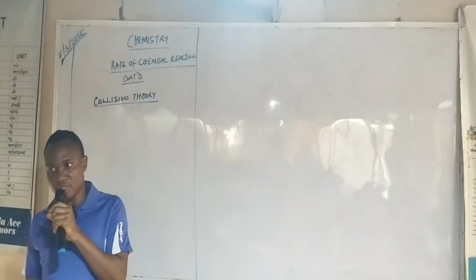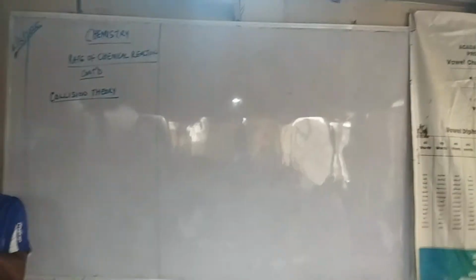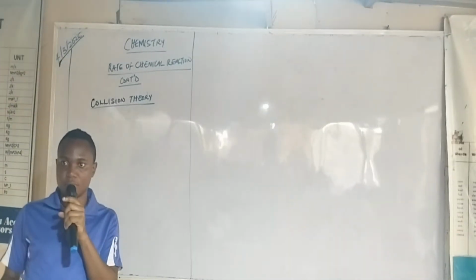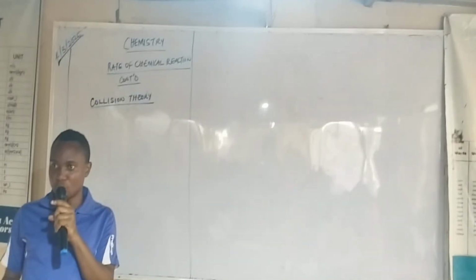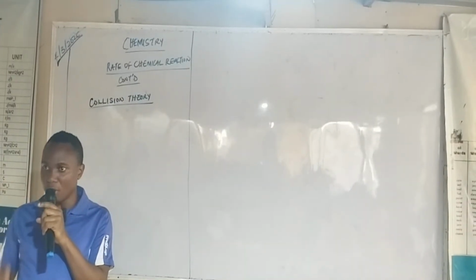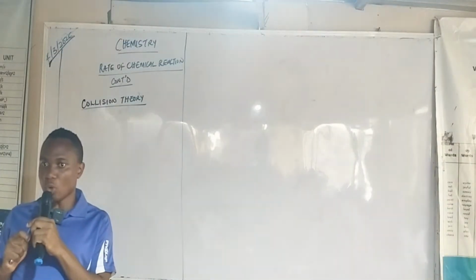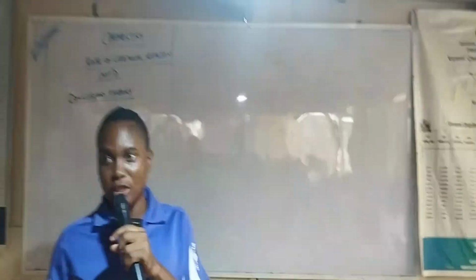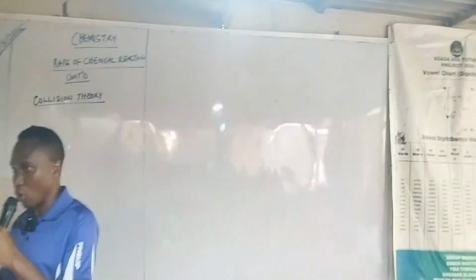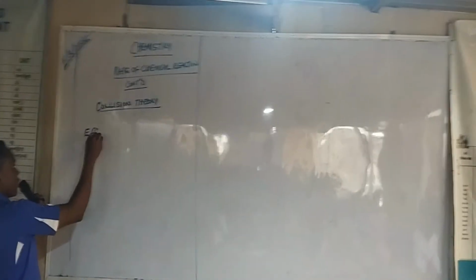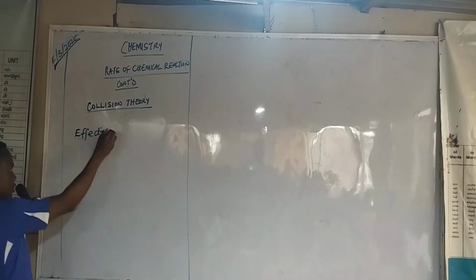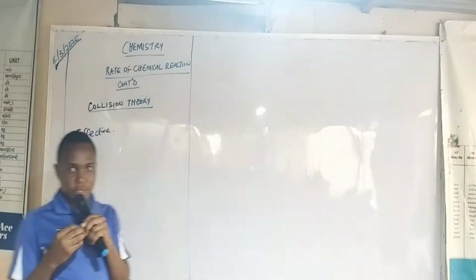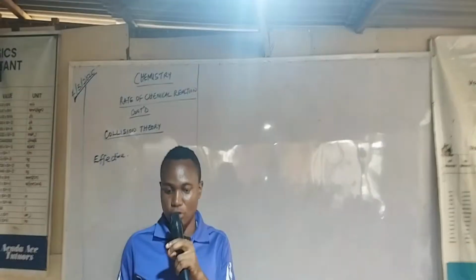So we can define it again to say that for a reaction to occur, the particles of the reactants must collide with a minimum energy. So for any collision in which the minimum required energy is actually reached, such a collision is called an effective collision. That means a collision can be ineffective in terms of activation energy.